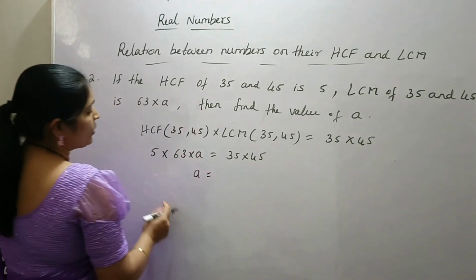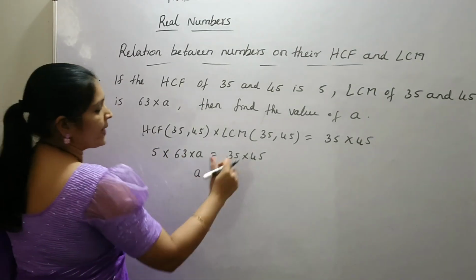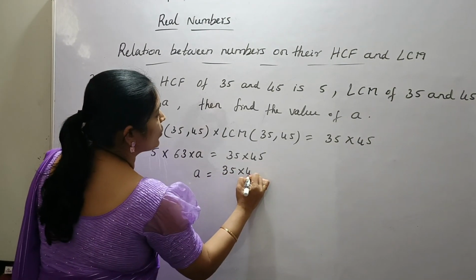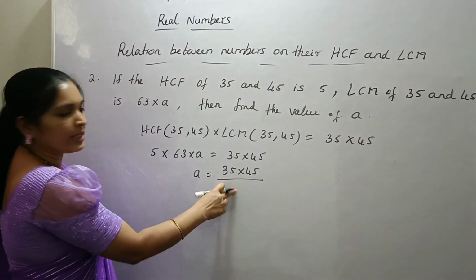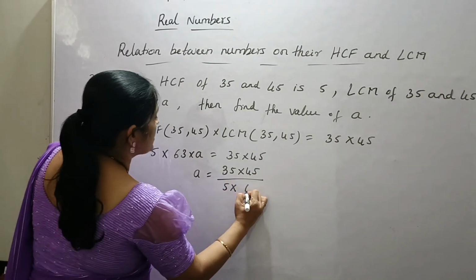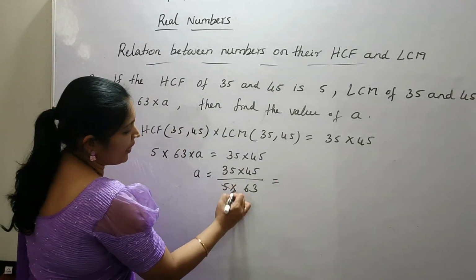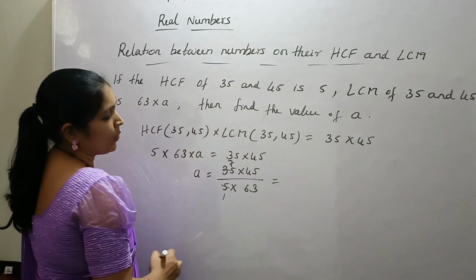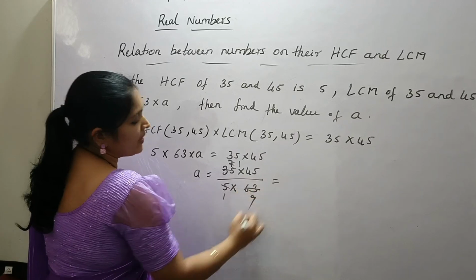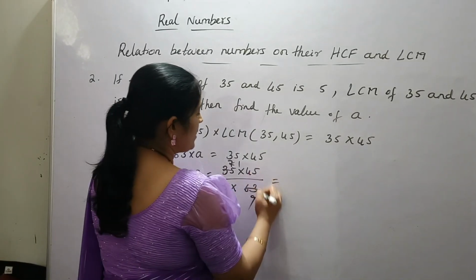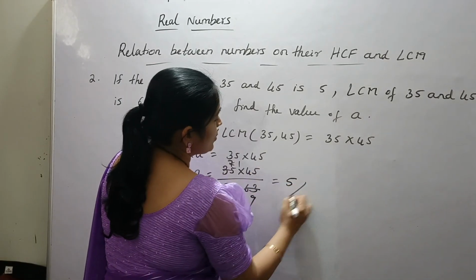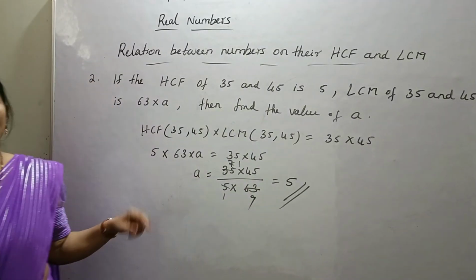So a is equal to, take this 5 into 63 to the right side, so 35 into 45 will be in the numerator over the denominator 5 into 63. Cancel it: 5 sevens are 35, 7 nines are 63, and 9 fives are 45. So 5 is the value of a.